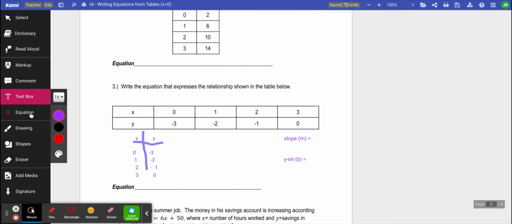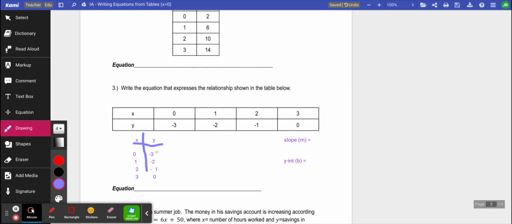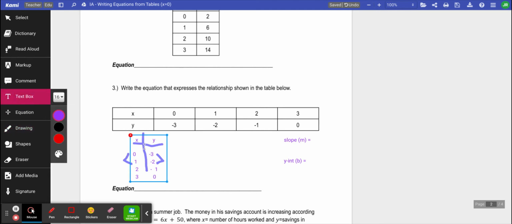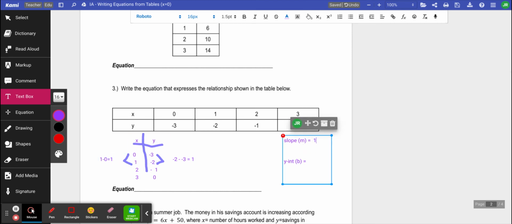Okay, so now we'll grab our drawing tool, and we will make our carets with whatever points we want to do. I'm going to do those two, and those two. So I'm going to say -2 minus -3 equals 1. And 1 minus 0 equals 1. Then my fraction is 1 over 1, or 1.